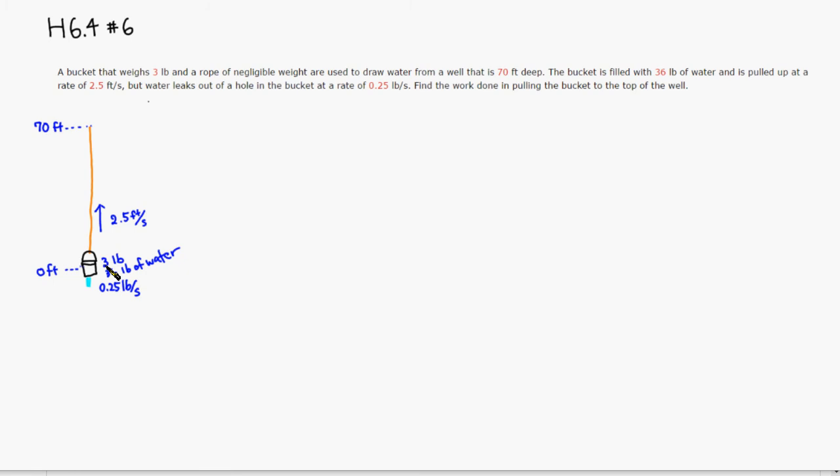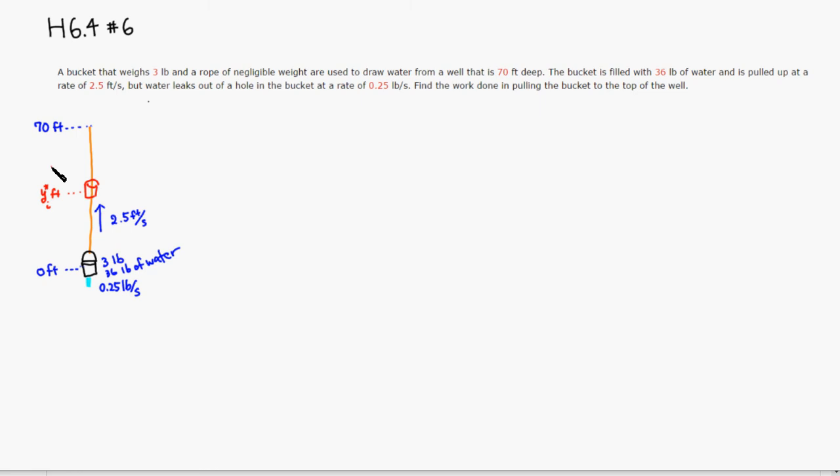Let's say we're going to look at the bucket at a certain point. So say the bottom is at 0 feet, and the top is at 70 feet. Let's imagine the bucket being right here, say y feet up. So at this point it is y feet up, or maybe yi star if you want.